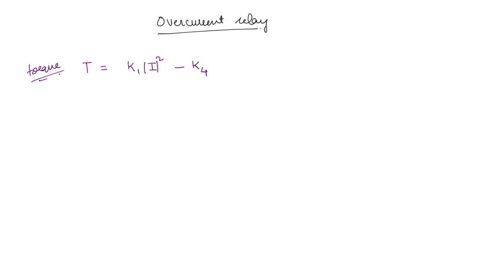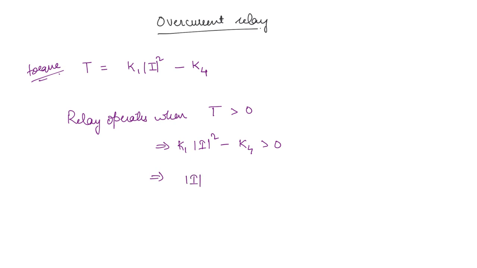Now you will better understand what the restraining torque is. The relay will operate when there is a torque, that means when torque is greater than 0. That means K1 I square minus K4 should be greater than 0. So from here, what will you get for the magnitude of current? This should be greater than root over K4 by K1.